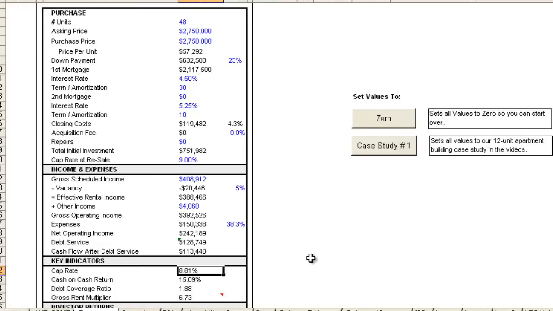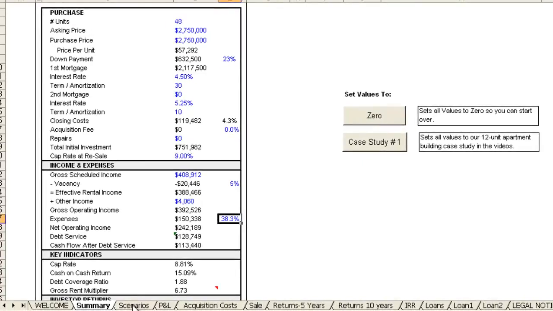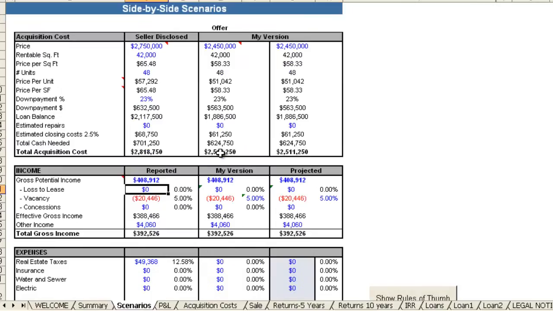Now, one thing we'll notice right away is it's a pretty low vacancy rate, and the expenses are only 38% of income, when we know the rule of thumb is more like 45 to 50%. So the expenses are low. So let's click on the Scenarios tab. There's three columns here. One is the seller reported, my version of the truth, and any kind of projections, because we do factor all three in.